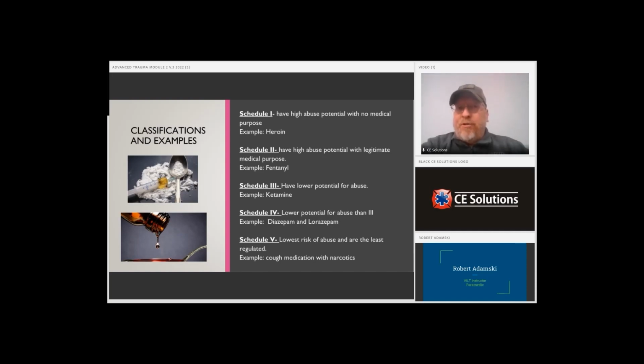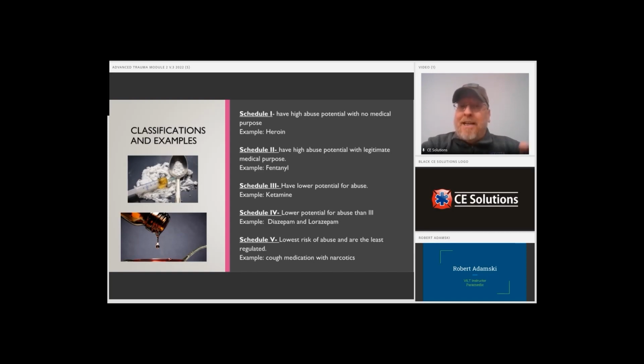Schedule 1 drugs are drugs which, by definition, have no approved medical use. None. So we as paramedics in the pre-hospital care environment should never, ever administer Schedule 1 drugs. An example would be heroin. PCP. Those are drugs we should not be giving because they have no approved medical use.